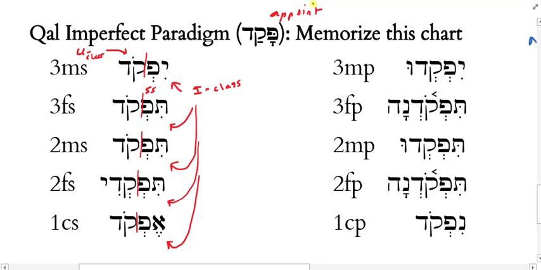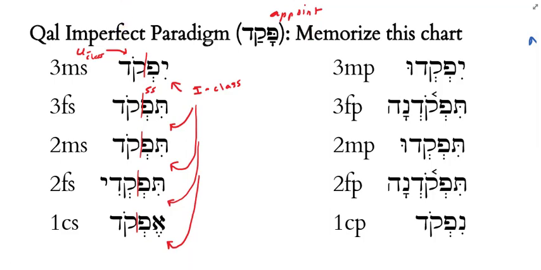Now, if I want to say she will appoint, all I have to do is switch the yod out and put a tav there, and all the same vowel points stay because there's no ending. So all I'm doing is switching prefixes. So it's Yifkod, Tifkod. How will I translate Tifkod? She will appoint. Now if I want to say you will appoint, I'm using the same vowels, Tifkod, and no ending. Remember, 3FS and 2MS imperfect are identical to each other. So this is going to be you, a man, will appoint, Tifkod.